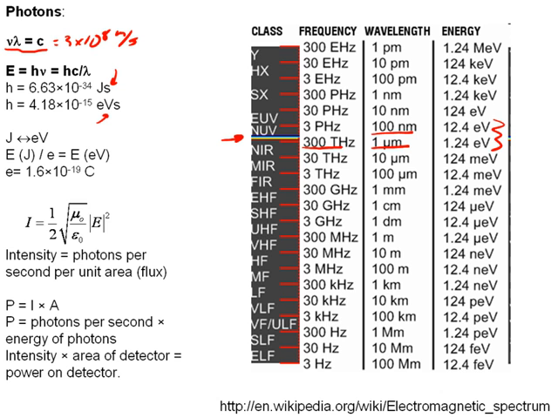If you want to convert between joules and electron volts, you just need to recognize that the charge of the electron comes in here, and the energy in joules divided by the charge of an electron gives you the energy in electron volts. And so that's a fairly easy conversion to do.